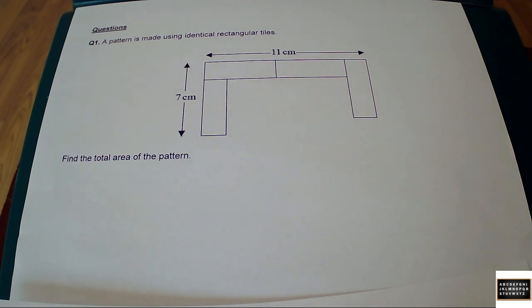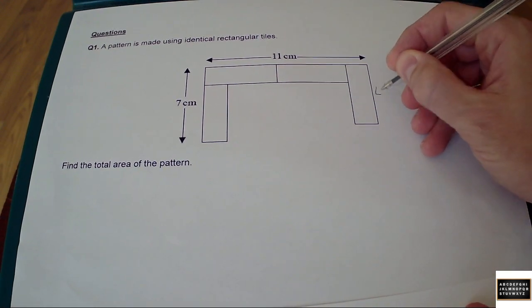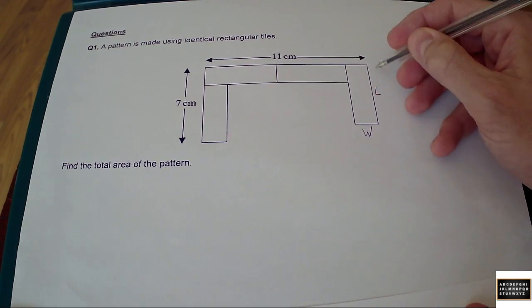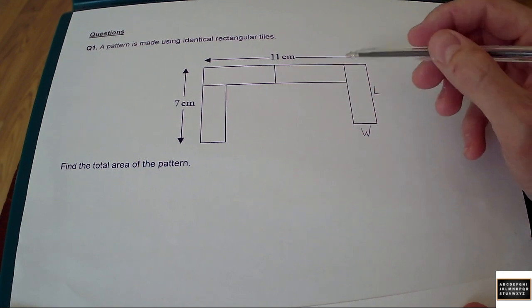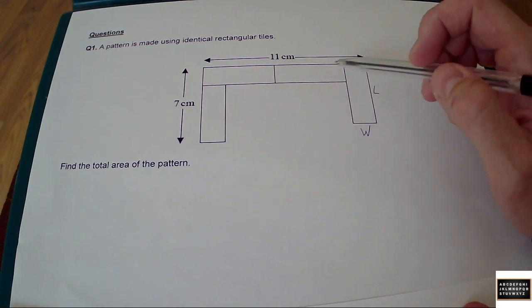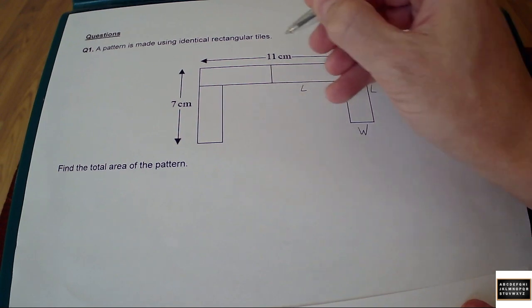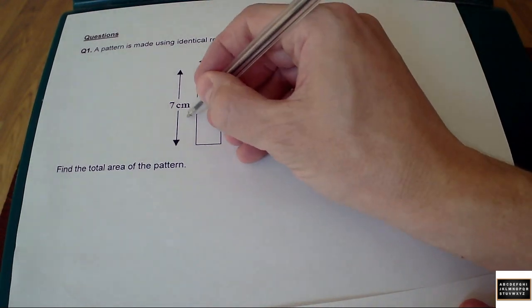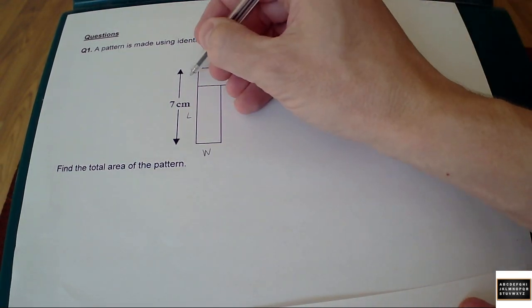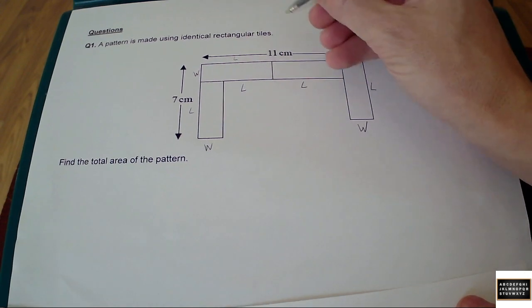Of course, the key thing about rectangles is how do you work out the area of a rectangle? You do length times width. So length is important, width is important. So for that reason, I'm going to call the length L and the width W. And for each rectangle, because they're all the same, that's going to be the same for each one. So we're going to fill those all in just to make sure that I know what's going on.